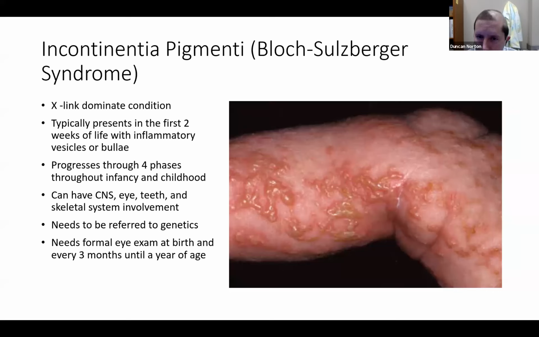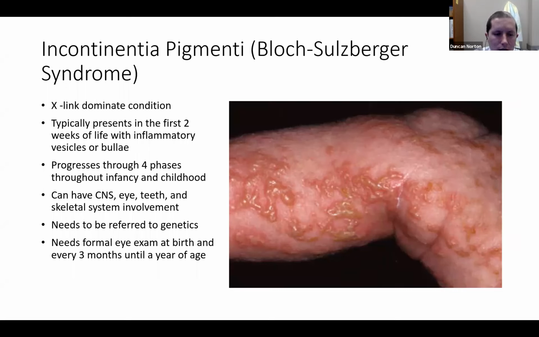They may have some whorls to them, but then it goes through 4 different phases within the first 3 years of life. They can have CNS involvement, eye involvement. They can have skeletal malformations. This is something that needs to be referred to genetics, neurology, and ophtho. They need a formal eye exam at birth and then every 3 months until a year of age, because you don't want to miss the eye involvement of this because it can have long-term sequelae.